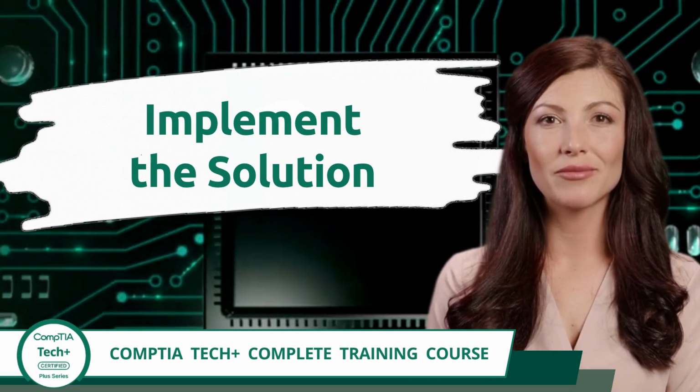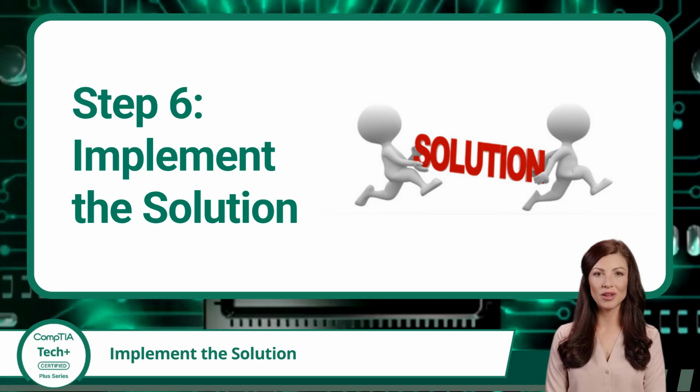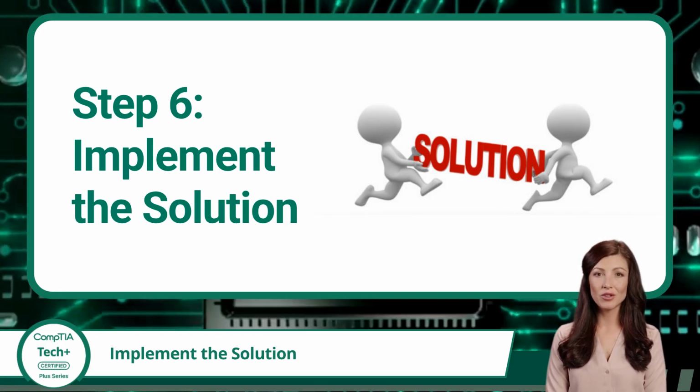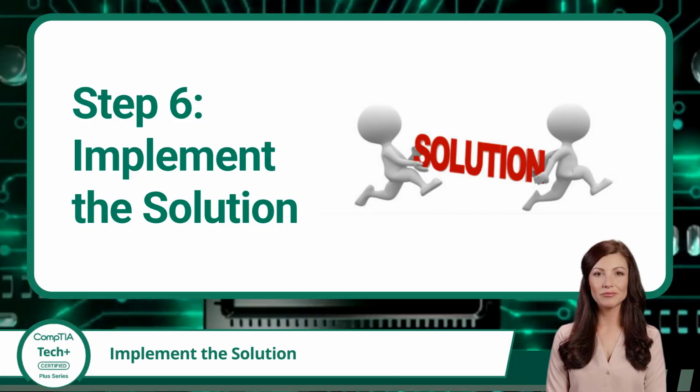Implement the solution. Once you have established a plan of action, according to Step 6 in CompTIA's troubleshooting process, it is time to implement your solution. The biggest concern with implementing a solution is minimizing disruptions and obtaining authorization.